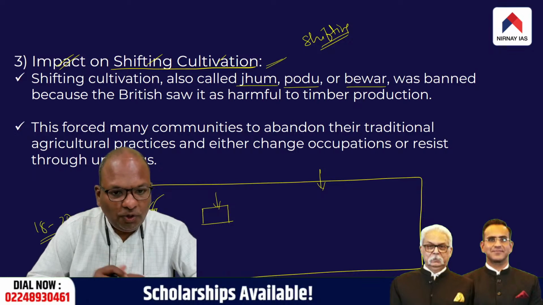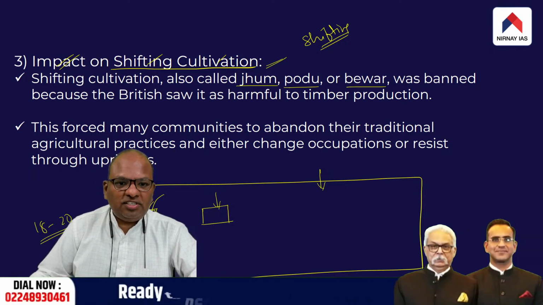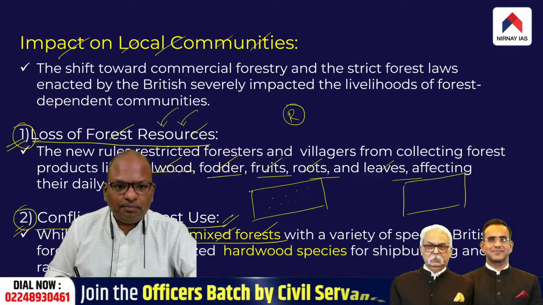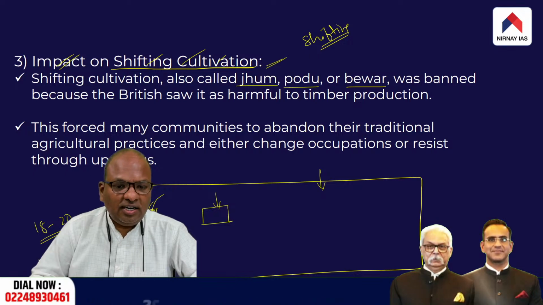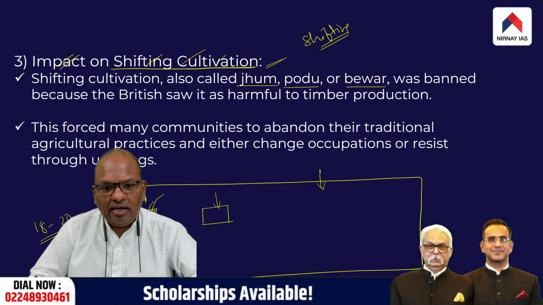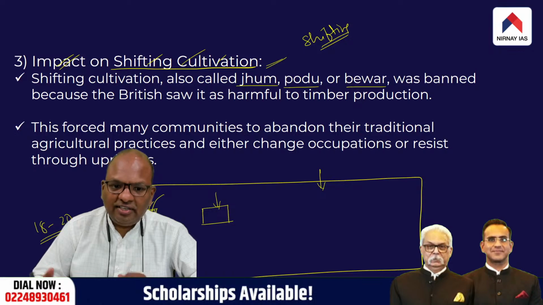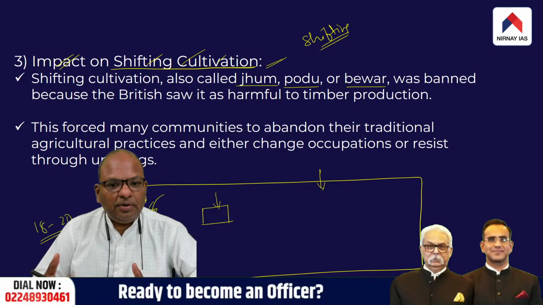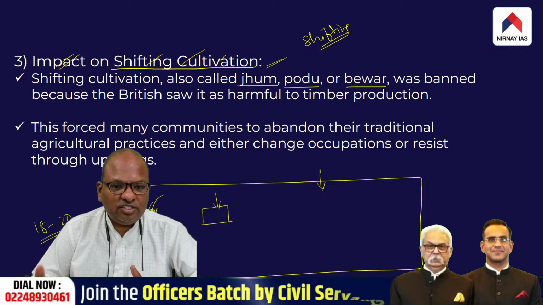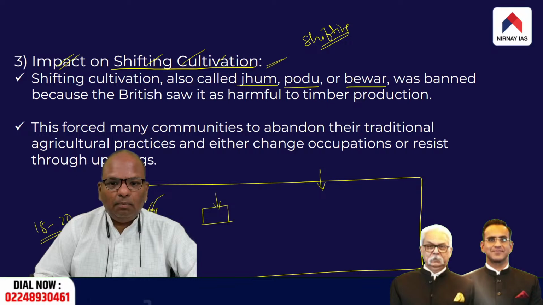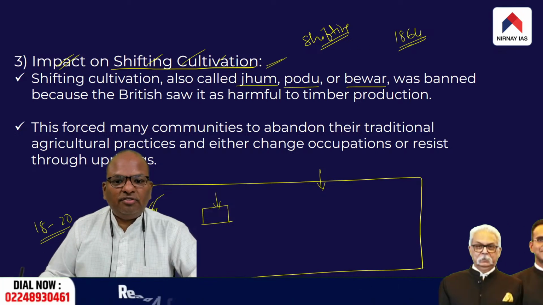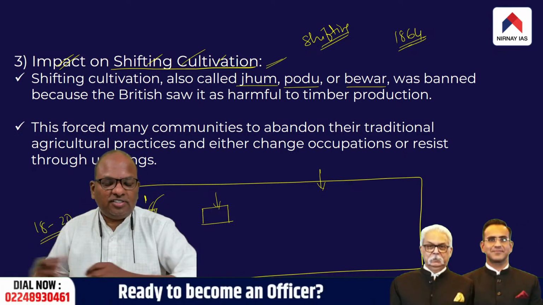But what did the British do? The British, under the same forest laws, banned shifting cultivation. Mind you, shifting cultivation was a dominant cultivation method in the tribal regions, in the forested regions. This was the method through which the tribals, the people of the forested regions, cultivated their soil since ages. But the British from 1864 onwards began imposing a ban on shifting cultivation under the same forest laws.